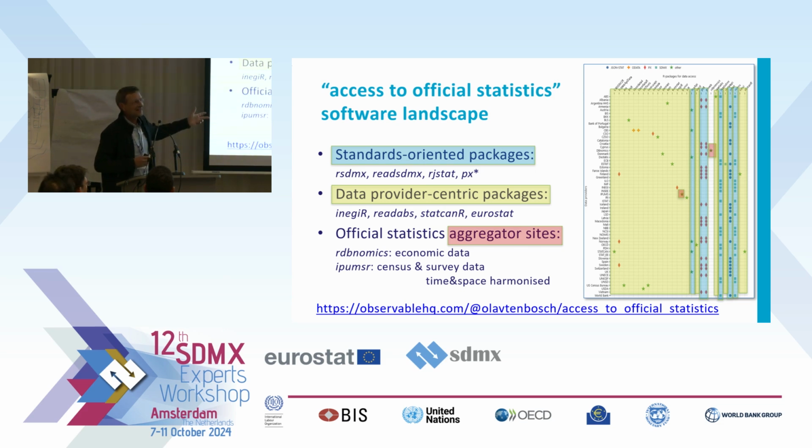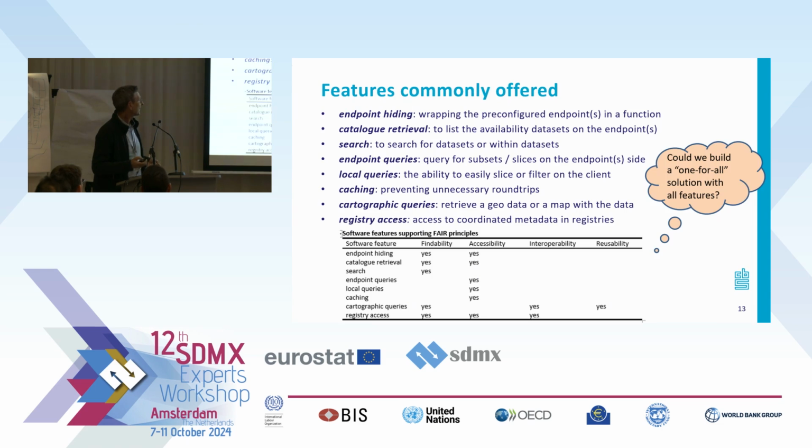Okay, the third one is what I call aggregator sites. You also have software that gives access to a data source that actually uses the official statistics of other data providers. DBnomics, I don't know how you pronounce it, is an example for economic data. And IPUMS is an example for census and survey data. And they do some harmonization layer. Okay, I hope you still follow me, but the landscape is a little bit more complicated, let's say, than you see at first sight. That's the message.